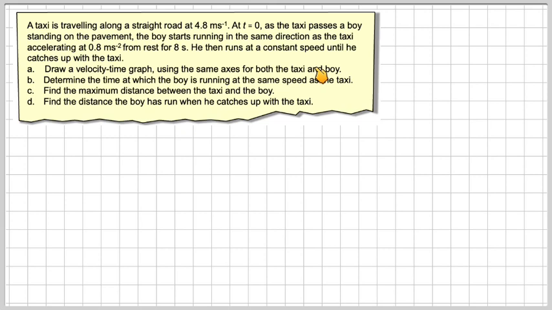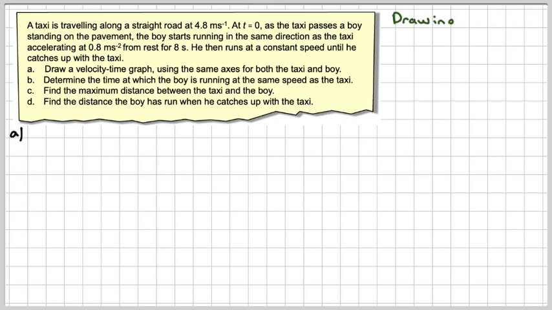Part A. Draw a velocity time graph using the same axis for both the taxi and the boy. Part B. Determine the time at which the boy is running at the same speed as the taxi. Part C. Find the maximum distance between the taxi and the boy. And part D. Find the distance the boy has run when he catches up with the taxi.